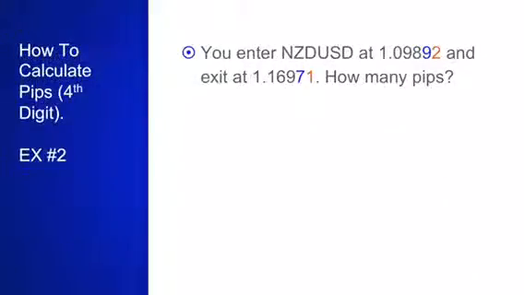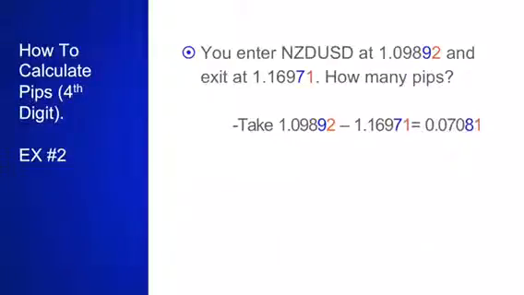So now here's our second example. You enter New Zealand dollar at 1.098892 and exit at 1.16971. How many pips? So right now, you should have your calculator out. You can pause the video. You should be subtracting these numbers to find out what that decimal answer is.